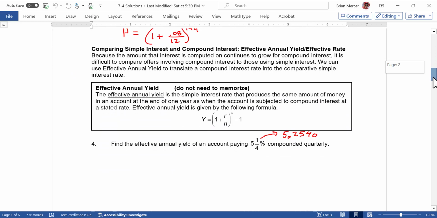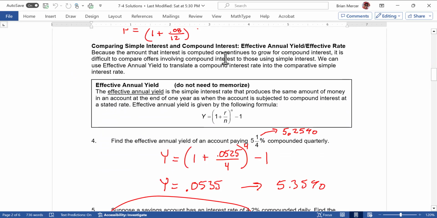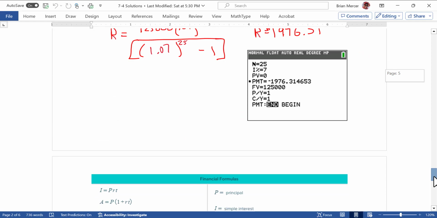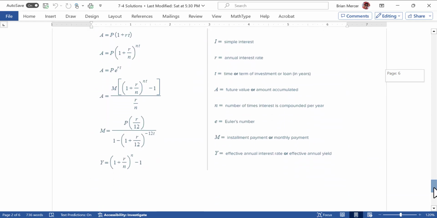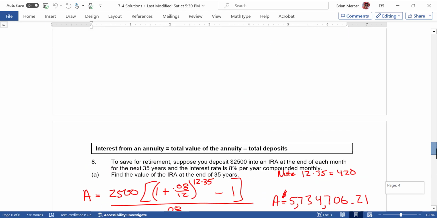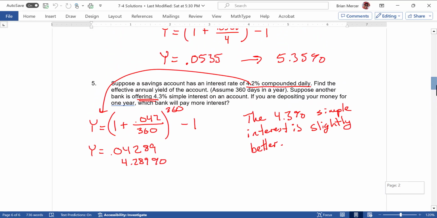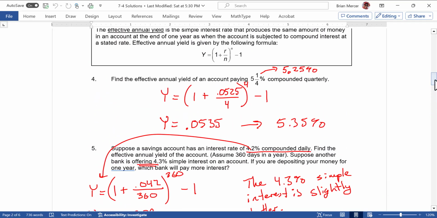Solving for P. If we use this effective annual yield, so there's that y equals. I thought maybe that was one of the times that Alex used a different letter. These are all the Alex formulas here for you to use as a reference. But Alex doesn't use a different letter there. And I'll show you those calculator things here in just a minute. So let's see, there it is.